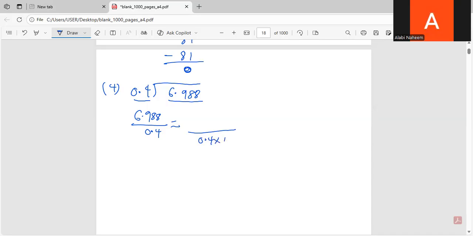0.4 times 10. To avoid altering the fraction, what do we do? Multiply the numerator also by 10. 6.988 times 10. And now proceed. Multiplying by 10, move the decimal point to the right just once. So this becomes 4. For the numerator also, move it just to the right once. The decimal point is now here. Now 69.88 over 4. So it becomes 4, then 69.88.